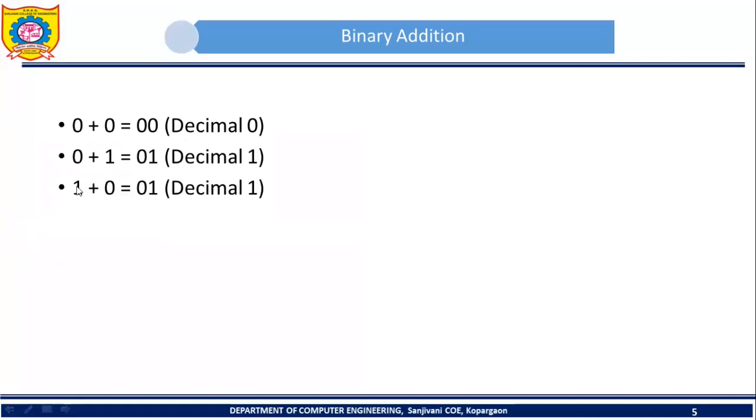Again, if we have first number 1 and second number 0, so 1 plus 0. So again, addition will be 0 1. Decimal equivalent will be 1. Now consider next possibility. Here first bit is 1 and second bit is 1. So if we add these two bits, then see, here sum will be 0. 1 plus 1. So here sum will be 0 and carry will be generated.